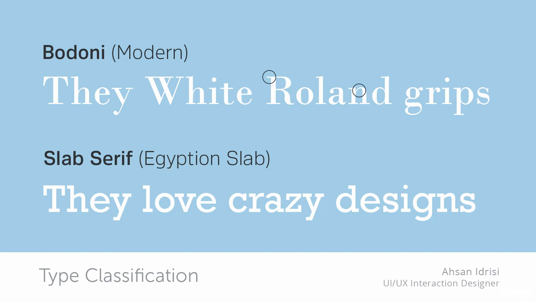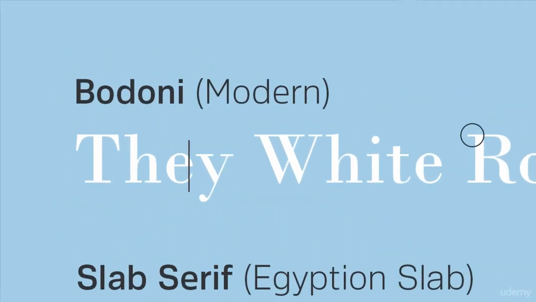Now let's talk about modern fonts. These are called basically Bodoni, and their main characteristic is the stroke width. Okay, the stroke difference is too much, very slim to very thick.